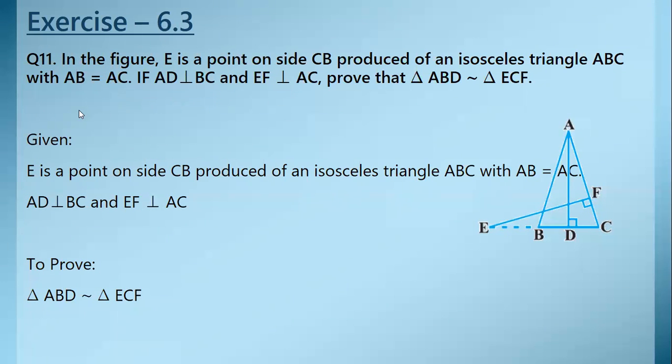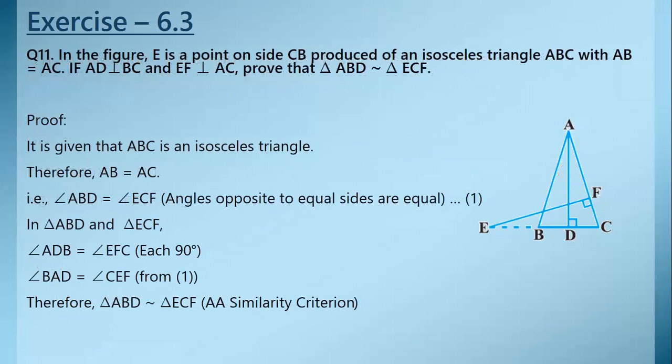Now, moving on to question number 11. In the figure, E is a point on the side CB produced of an isosceles triangle ABC. So we have ABC isosceles triangle, we are producing it, and E is an external point. AB is equal to AC is given, AD is perpendicular to BC, and EF is perpendicular to AC. We have to prove that ABD is similar to ECF. So for this, after writing given and to prove, we'll move on to the proof.